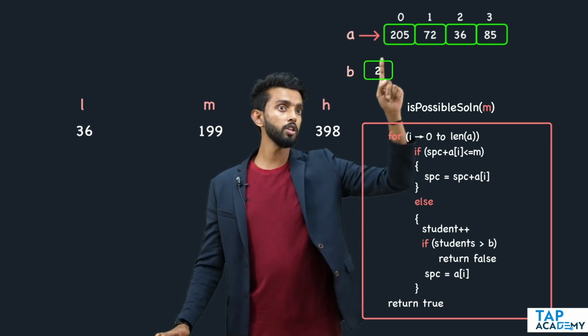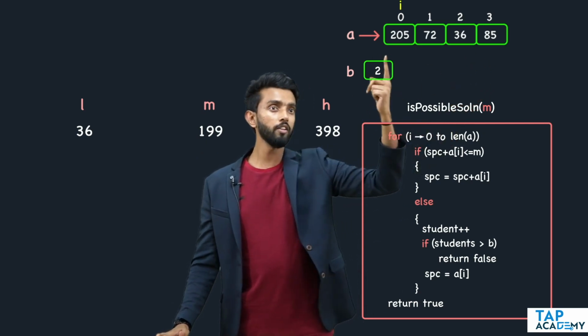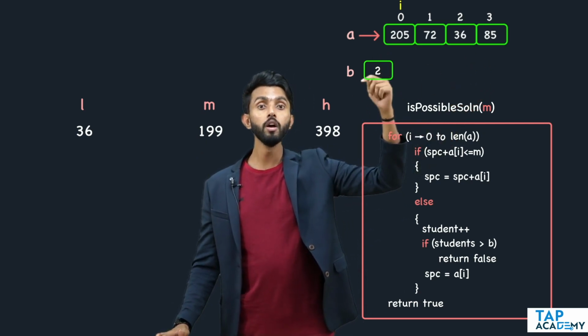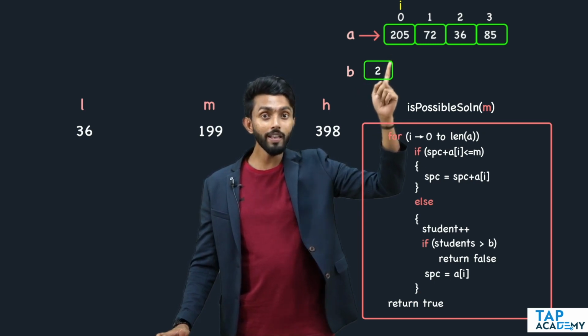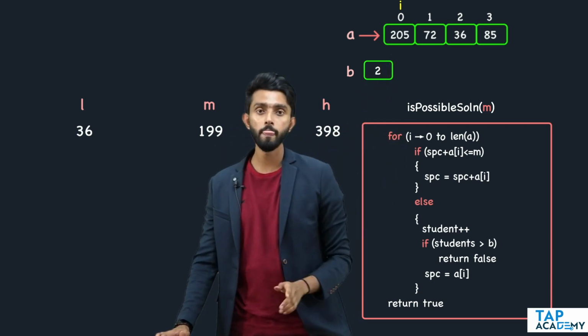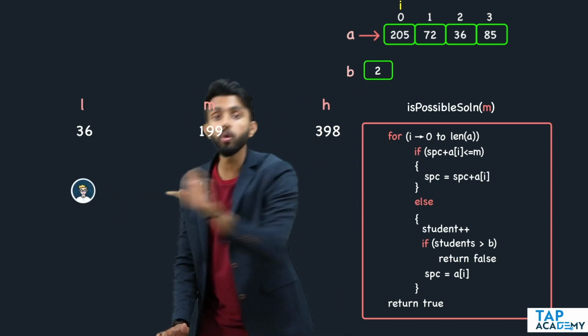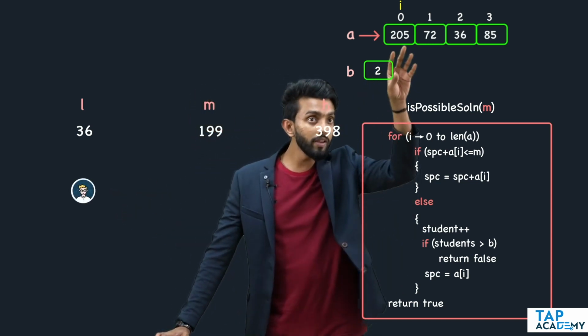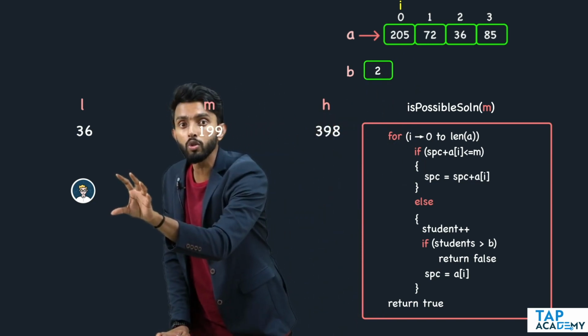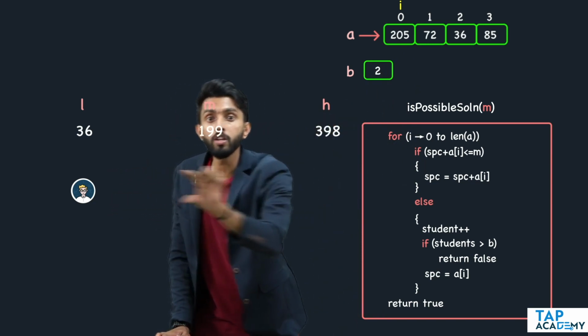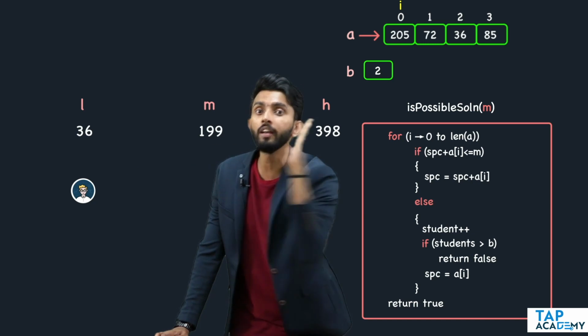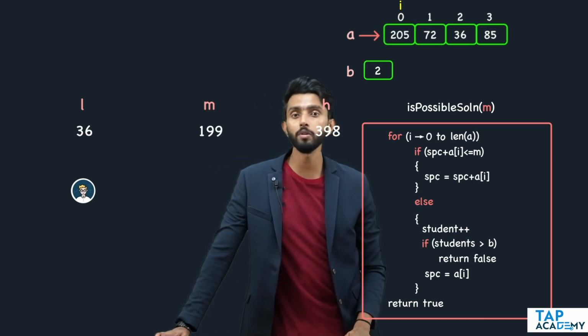Now in this isPossible function, you will be iterating over this array. There the first element is 205. If you notice, 205 is greater than this mid. If it is greater, will I be able to allocate it to a student? No. Which means I will never be able to allocate this 205 to a student, because I am saying one student at the max should have 199 pages. I hope you are able to think.